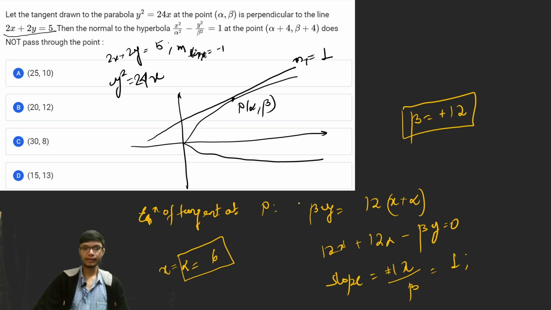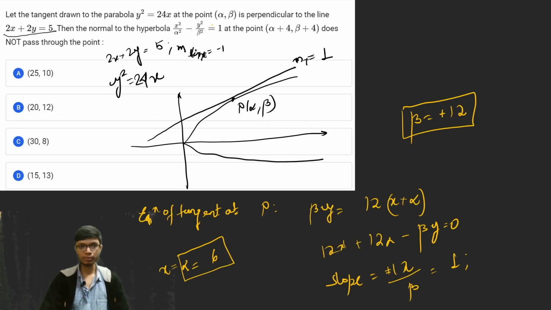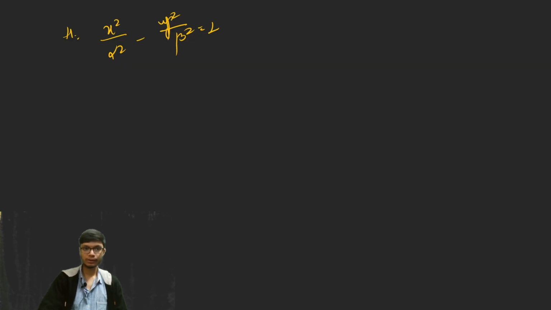Now it is saying that there is a hyperbola, which is x square by alpha square minus y square by beta square is equal to 1. There is a hyperbola of this particular fashion. Now it is saying that if normals are drawn at the point, let me write this point as Q, that is alpha plus 4 comma beta plus 4. So alpha is 6 plus 4, that is 10, and beta is 12 plus 4, which is 16.